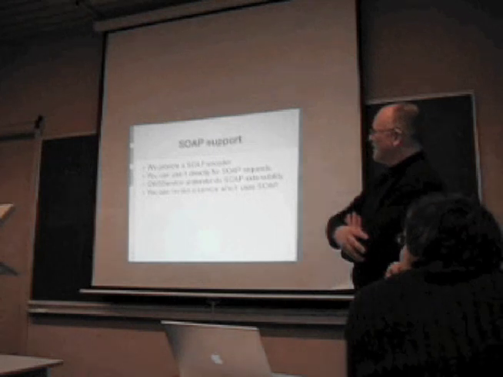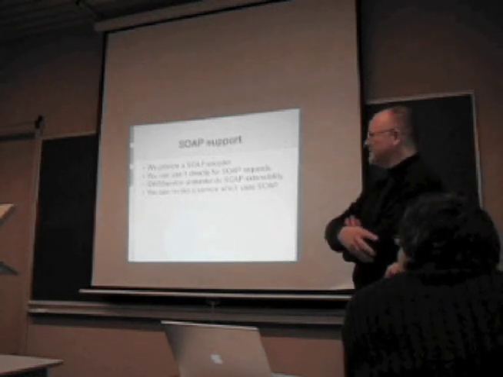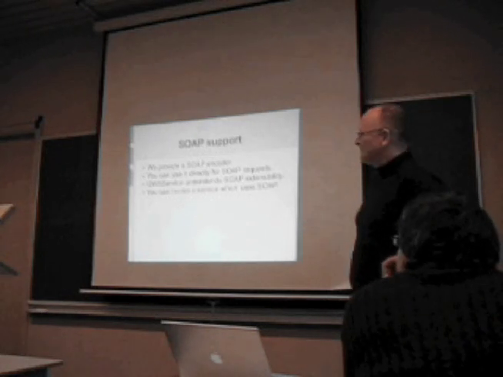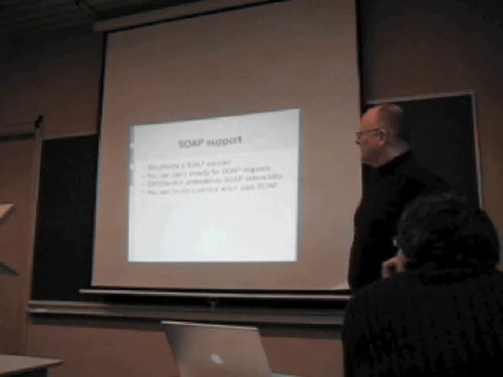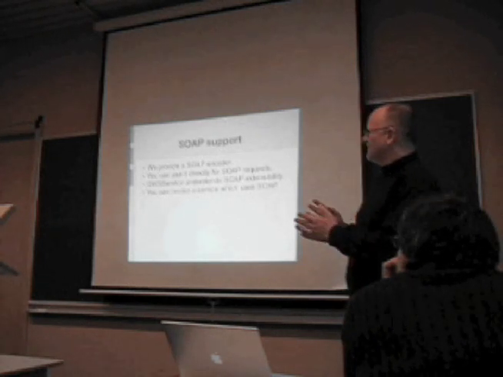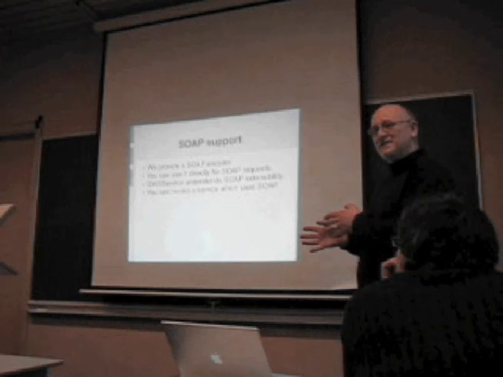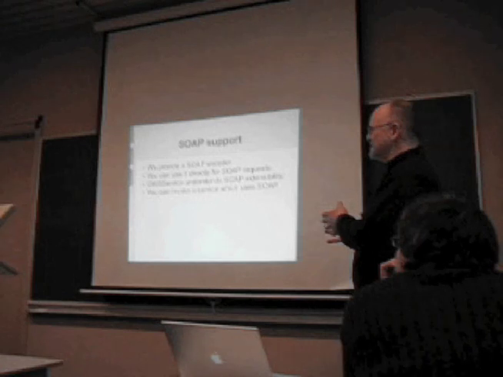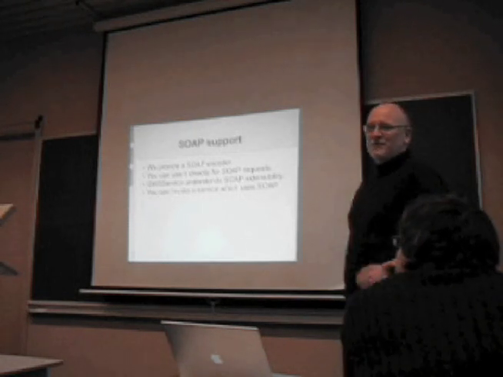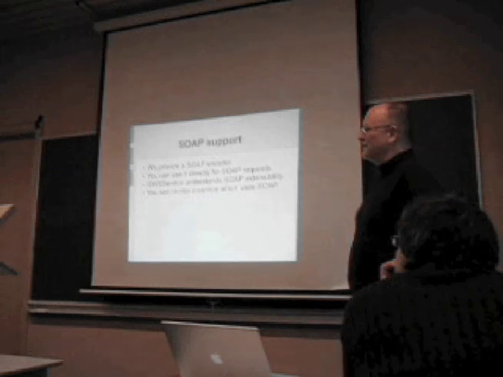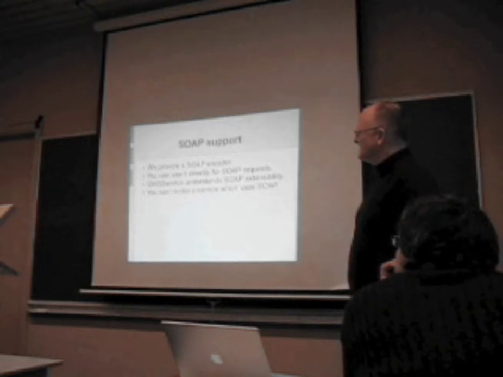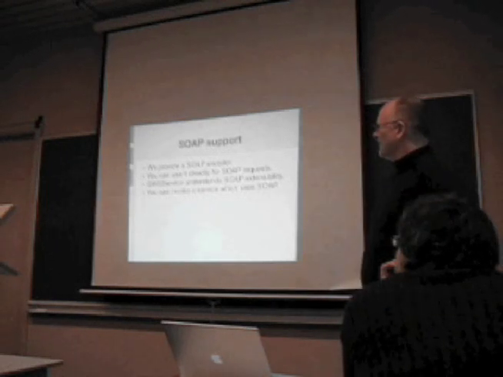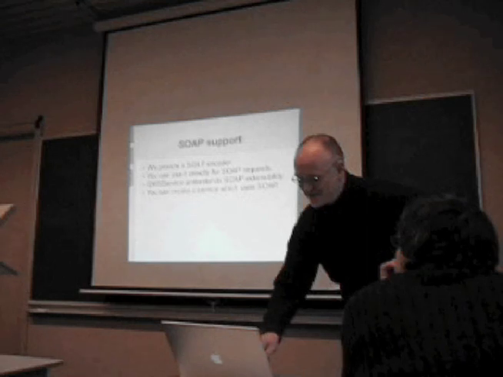Right, of course we provide SOAP in here. You can use it directly for SOAP requests. You don't have to use it as part of the web services structure. However, the GWS service understands the SOAP extensibility elements in the WSDL, and that allows you to invoke a service using SOAP with a minimum of effort. You don't have to fill in details to tell it whether it's supposed to be using literal encoding or not, because the WSDL will tell it that for you.